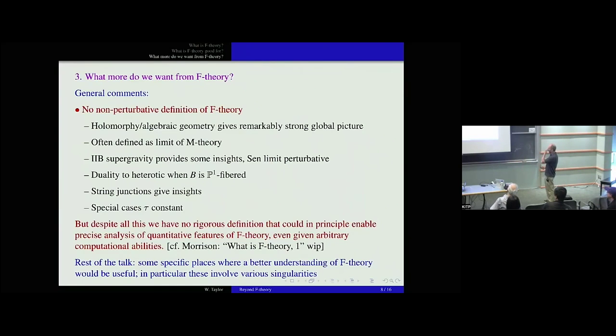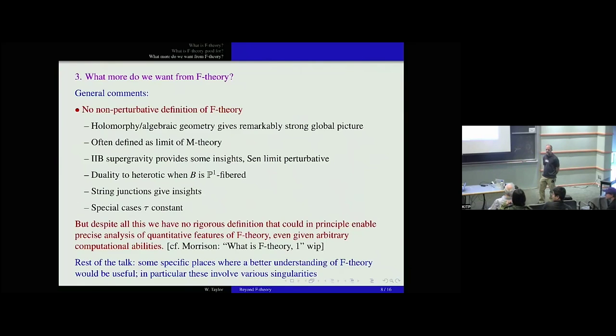Anyway, so for the rest of the talk, I want to talk about some specific places where a better understanding of F-theory would be useful. And these, in particular, involve places where there are singularities which are hard to understand from our current framework, or a set of frameworks. Yes?